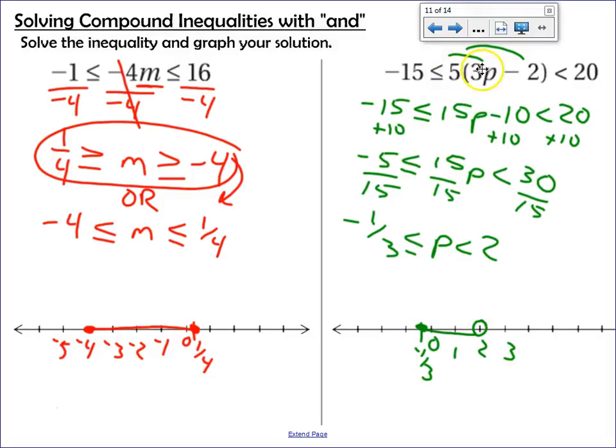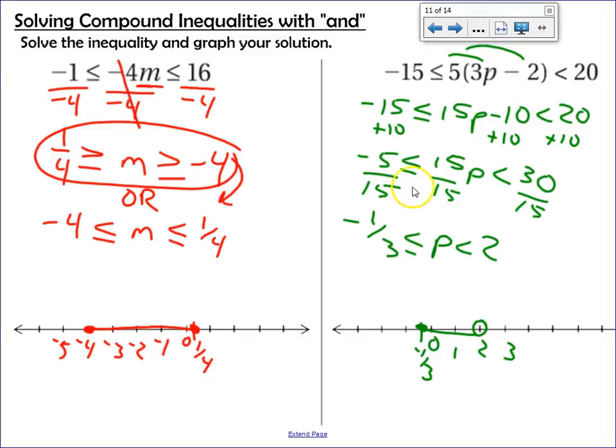Okay, so I distributed first, and then once I had distributed, I got this inequality. So I added 10 to get the p variable by itself. So I got negative 5 less than or equal to 15p, less than 30. With the p by itself, I divide by 15. So I get negative 1/3. This cancels out, so I get p, and 30 divided by 15 is 2.